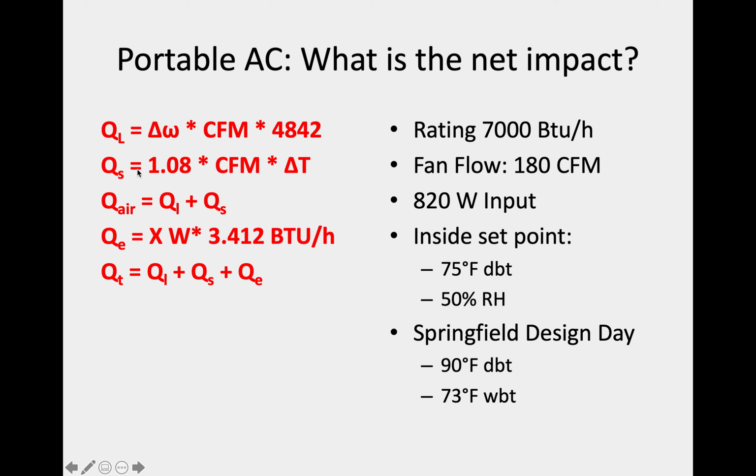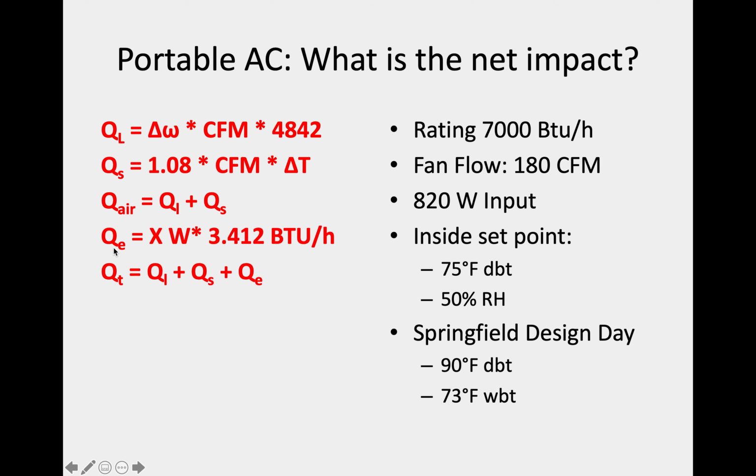We also have the sensible heat. That's the energy that we can sense with a thermometer. And again, we've consolidated constants from the volumetric heat capacity of the air and 60 minutes per hour to 1.08 times the CFM of the airflow times the difference in temperature. So now we're accounting for the difference in humidity and the difference in temperature. And so the total energy on the air that's being introduced by the portable AC is going to be the combination of the latent heat and the sensible heat.